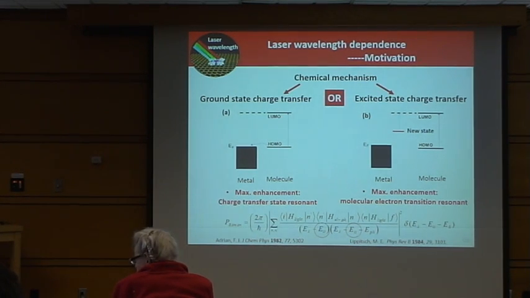Okay. Here I think I did something wrong. They should be changed in position. So the maximum enhancement will happen at the molecular electron transition resonance. But for the excited state charge transfer, the maximum intensity will happen at the charge transfer state resonance, because in this mechanism we think there is some new state generated between the HOMO and LUMO. So the enhancement will happen here.